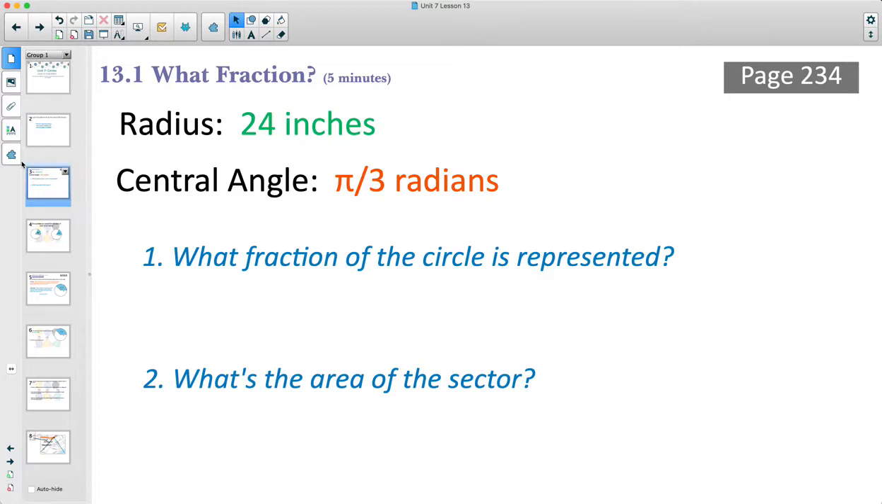This starts on page 234 with this question, what fraction? Given that the radius of a circle is 24 inches and the central angle is pi over 3 radians, determine what fraction of the circle is represented and what's the area. And then you can come back to the video.